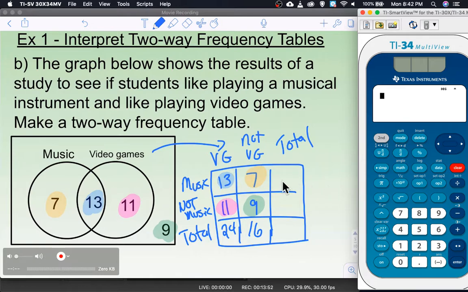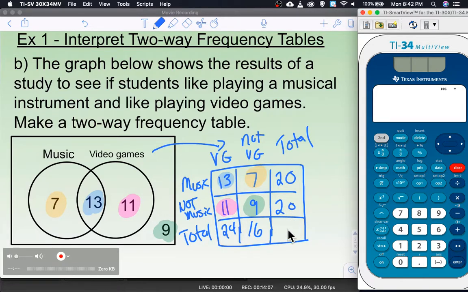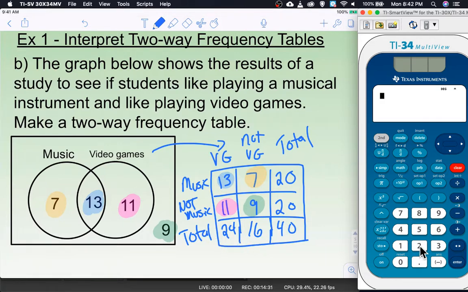Total people that like music, I can do my sum across here is 20. That is 13 plus 7 is 20. And I can do my sum for the people who do not like music, and that is also 20. And then finally for my total. This total should be the sum of this, which is 40, and this should be the same. If it's not the same, you messed up. All of these numbers should add up, down, left, right. Everything should match up. This number here is the sum of these two, 40, but it's also the sum of those two. 24 plus 16 is 40.